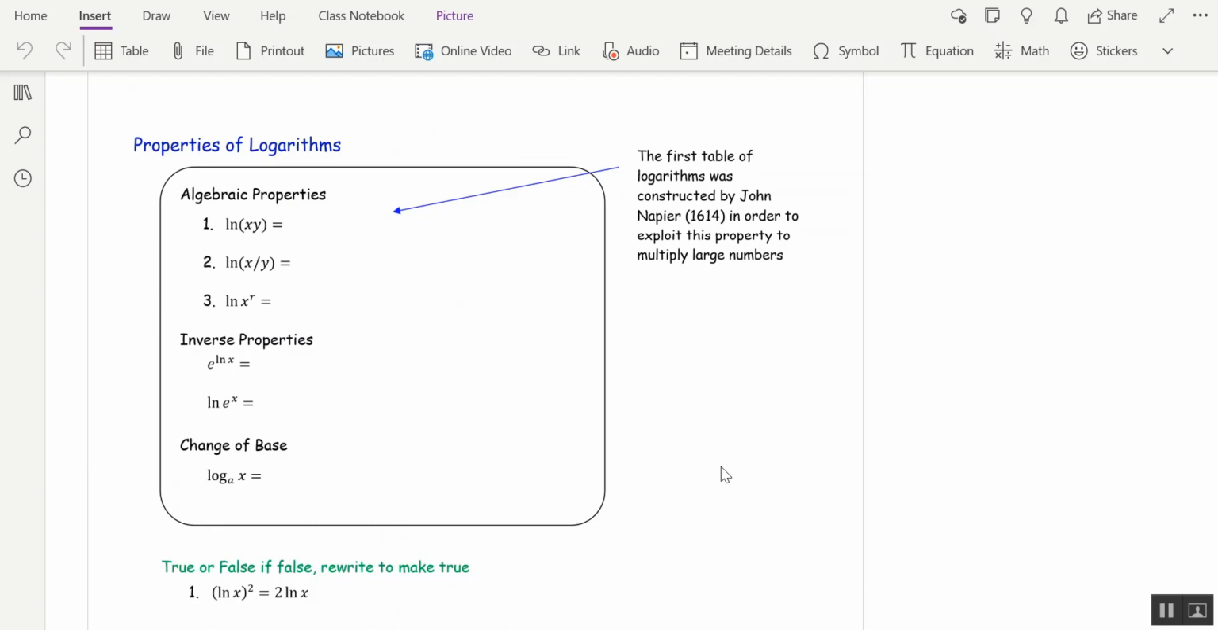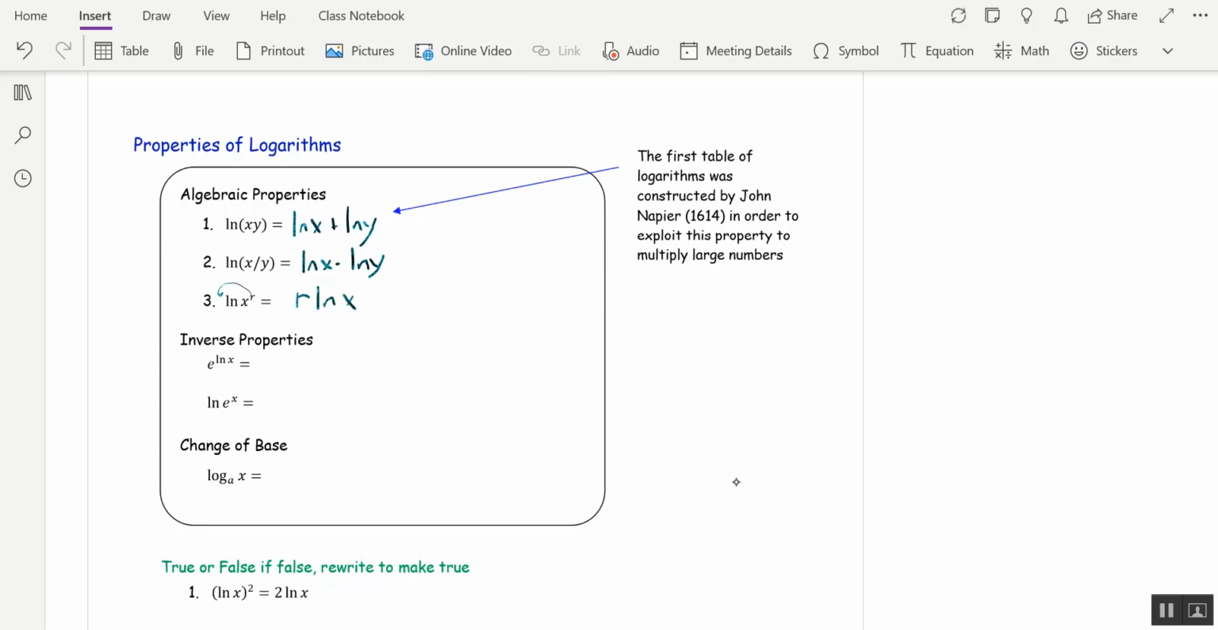Let's go through them. I'm stating them all for natural log, but they're all true for log of any base. So ln of xy is ln of x plus ln of y. Ln of x over y is ln x minus ln y. Ln of x to the r can come out front as a factor. That's r ln x.